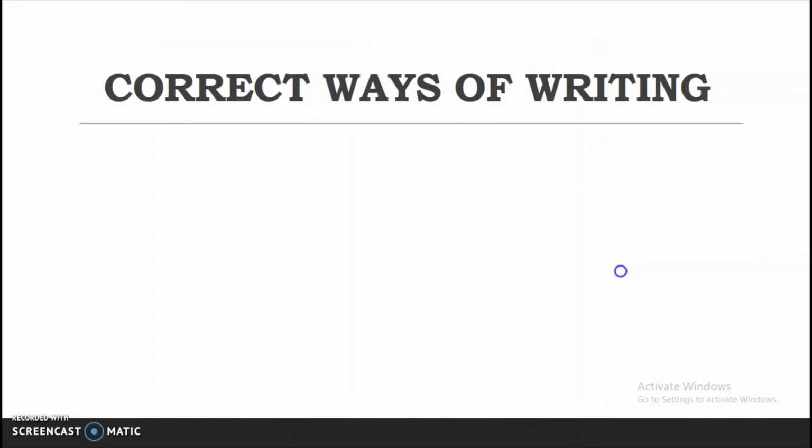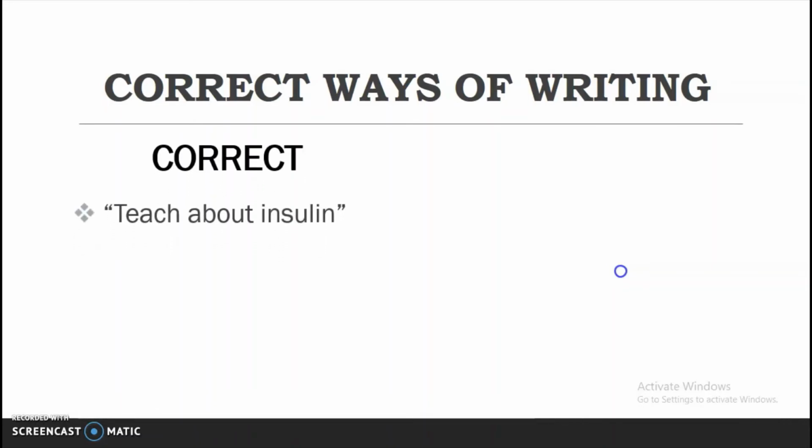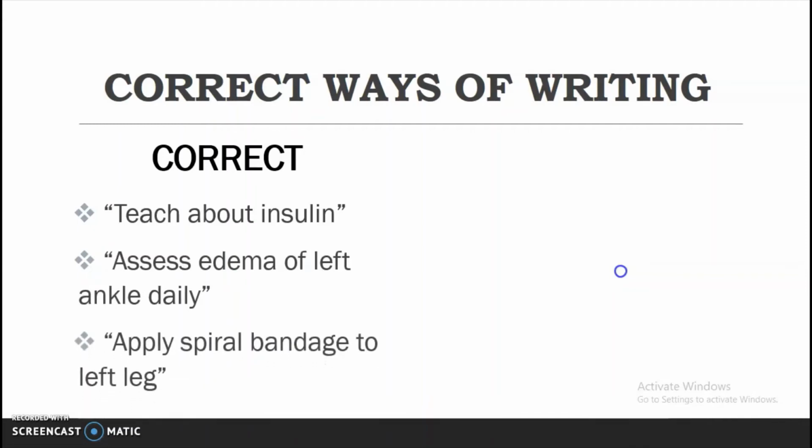Some of us are already fond of using these phrases or sentences in writing our interventions, but I'm going to show you the best way on how to write it. Here are correct statements or phrases on how to write a nursing intervention. Teach about insulin administration. Assess edema on the left ankle daily. Another one, apply spiral bandage to left leg. So these are correct ways of writing nursing interventions, but there is a better way.